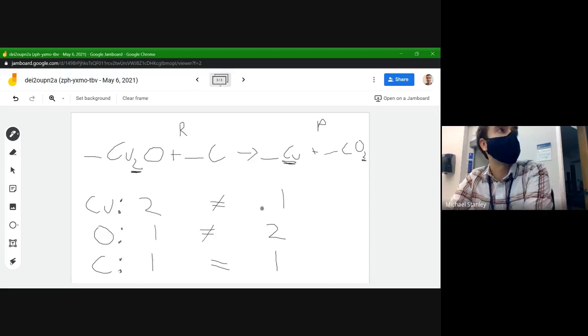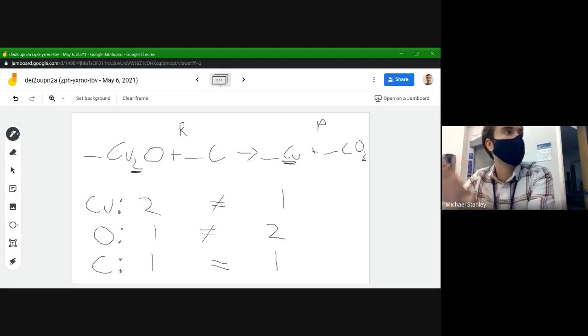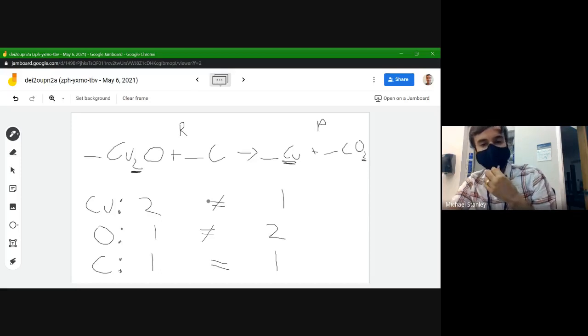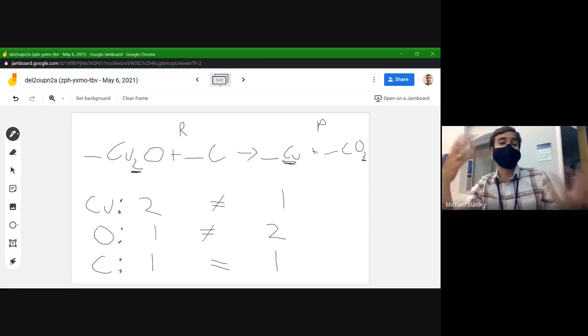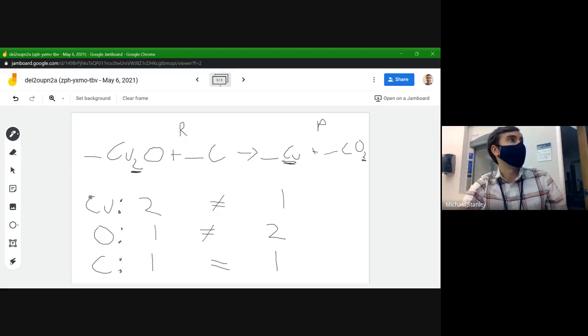In this one, it's kind of tricky to figure out where to start, right? I said last time, start with the smallest one, but these are both equally small. So when there's not really any clear place to start, I like to work from the first atom written down and work my way down from there. So let's balance our copper atoms first.